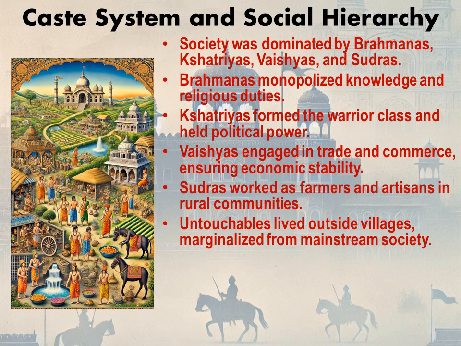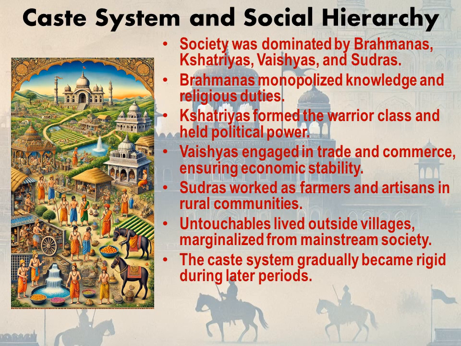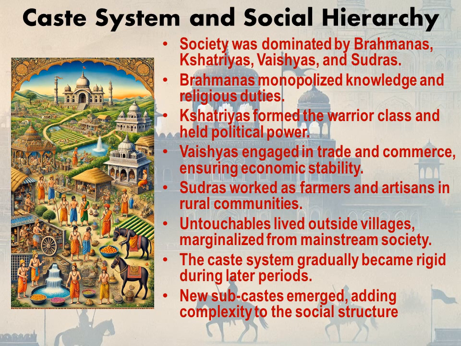Untouchables lived outside villages, marginalized from mainstream society. The caste system gradually became rigid during the later periods. New subcastes emerged, adding complexity to the social structure.